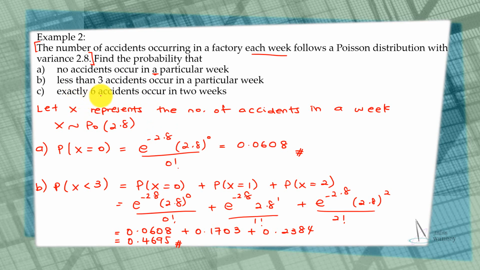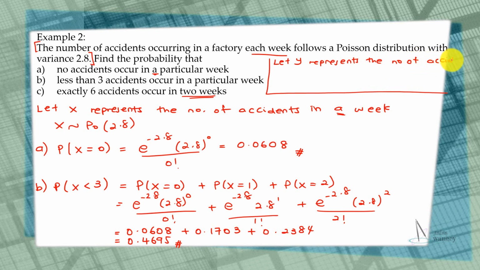Okay, so C, exactly 6 accidents occur in 2 weeks. As you can see over here, X represents the number of accidents in a week. But now we change it into 2 weeks, so I need to use another variable for this. So let me use Y then. So let Y represent the number of accidents in 2 weeks.